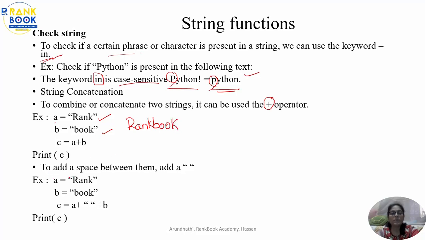Similarly, to add a space between these two values of A and B, we can add a space. That means A is equal to the string rank and B is equal to the string book. If you specify a particular space between them, after print it will look like rank space book. So here the space is provided for two variables, rank and book.